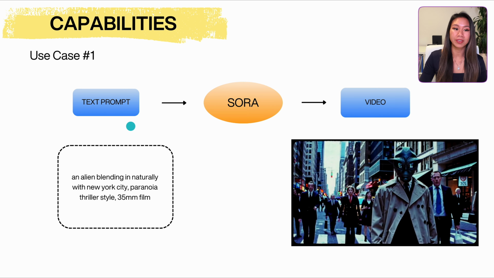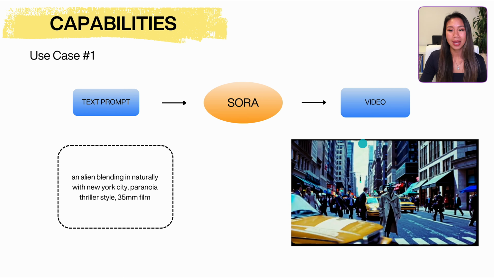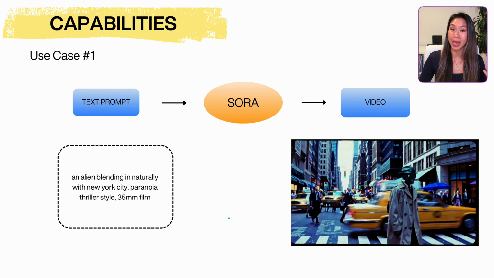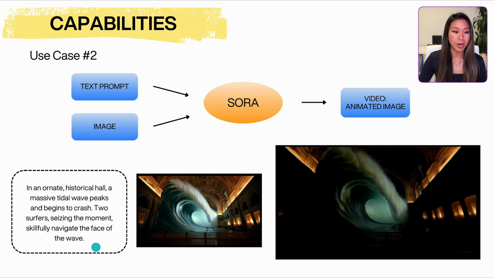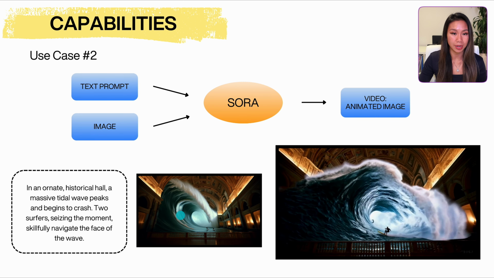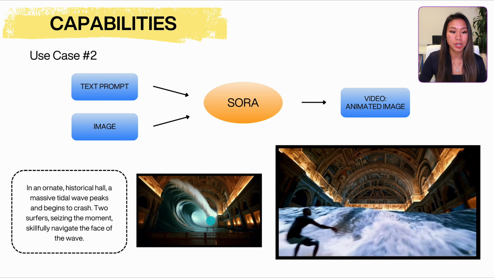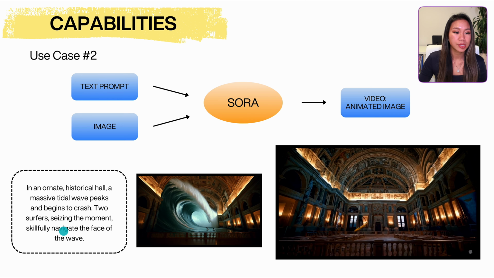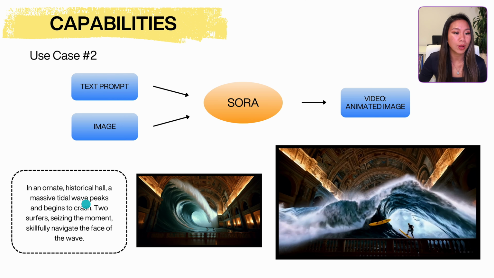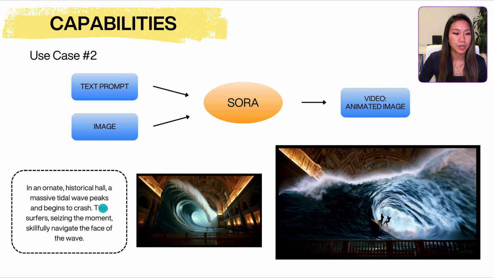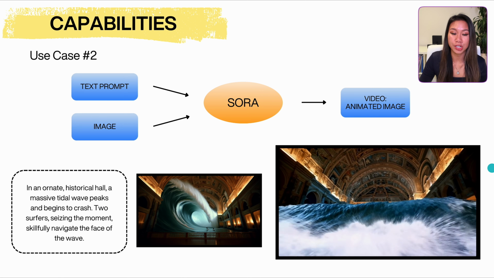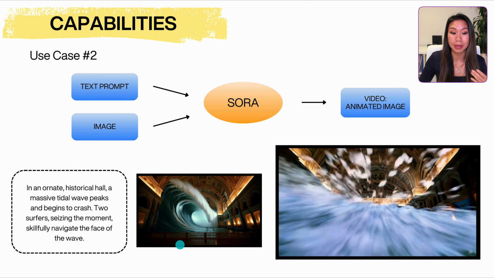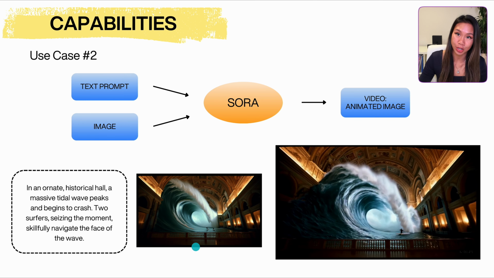First use case is obviously going from text to video. Here's that same example of the alien as we had discussed. Next use case is a text prompt and an image, like the one here and the image given here. Then Sora will animate this image according to the text here. So they're talking about a tidal wave peaks and begins to crash. Two surfers skillfully navigate the wave. And we see a video depicting just that, building off of the image that was provided as an initialization point.